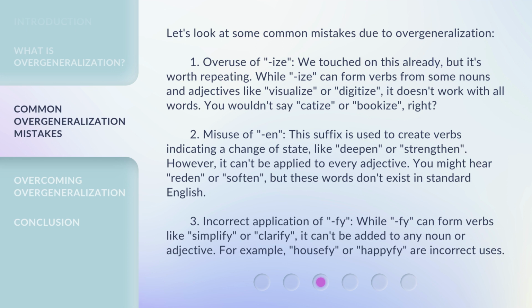2. Misuse of "-en." This suffix is used to create verbs indicating a change of state, like deepen or strengthen. However, it can't be applied to every adjective. You might hear redden or soften, but these words don't exist in standard English.